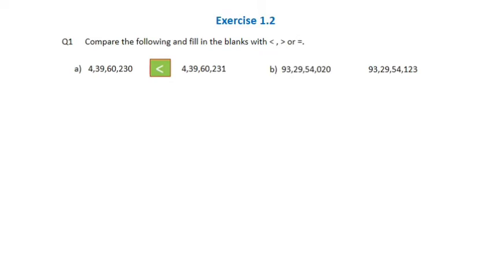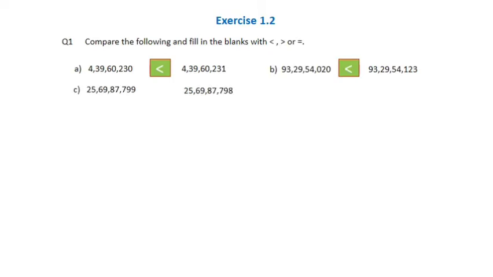Now let's see B1. Okay, first we'll see. This is ones place, thousand, lakh, crores. Ones, thousand, lakh, crores. Okay, they have an equal number of digits. Now let us see crores place. This is 93, 93. They are same. Come to the lakh place. 29 lakh here. Here is also 29 lakh. Come to the thousand place. 54,000, 54,000. Okay, they are again same. Now come to the ones place. Here is 20 and here is 123. That means 123 is greater than 20. That means 93 crores 29 lakh 54,123 is greater.